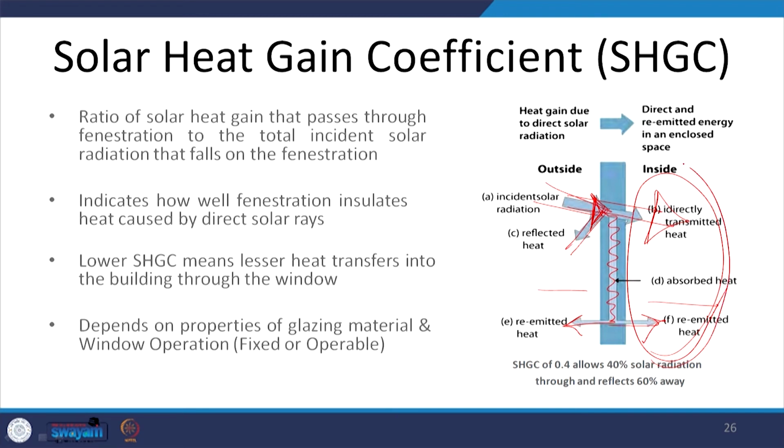So, the solar heat gain coefficient is the total amount of energy, as a percentage of the incident solar radiation, which is passed from the incident side to the other side. A higher solar heat gain coefficient implies a higher amount of heat transferred from the heat gain side, where the incident solar radiation is received, to the indoors.